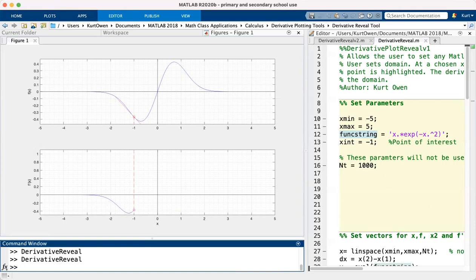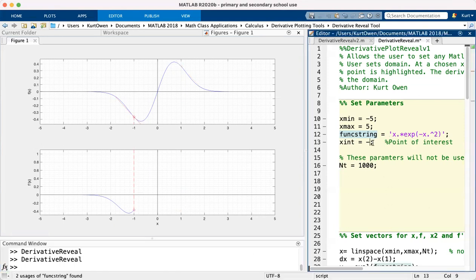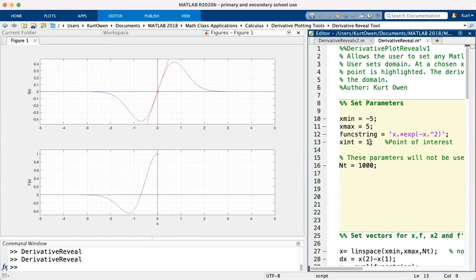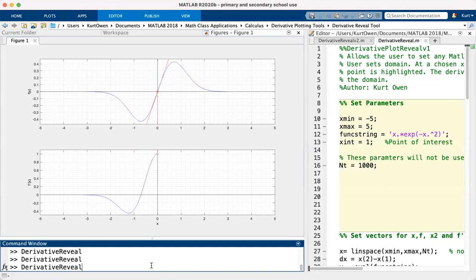Then maybe the teacher would want to say, well, let's see what happens when we go up to 0. And they would run the code again. And now it goes to 0. And then we can go to 1. And run the code again. And that gets us back to where we are.